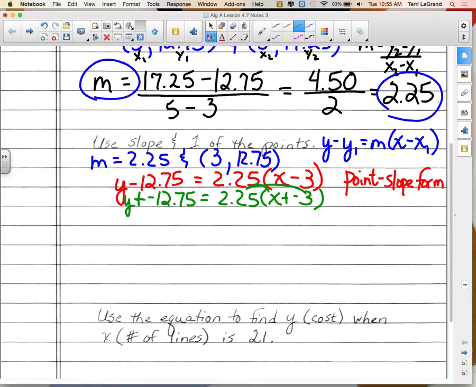And then I'm going to do my distributive property. Is that our next step? Devontae, help me out here. Is the left side going to change any right now? No. Okay. Y plus negative 12.75 equals, what's the right side going to become? 2.25x plus a negative 6.75.